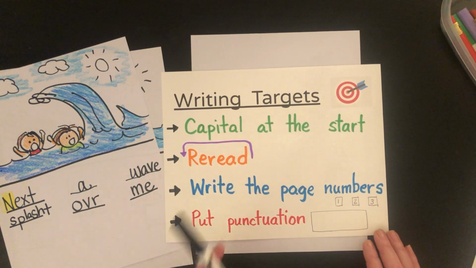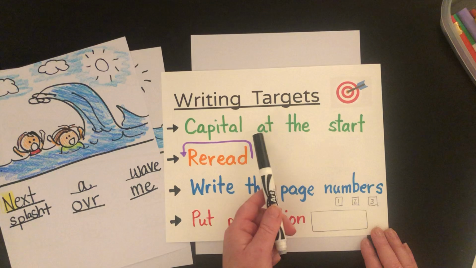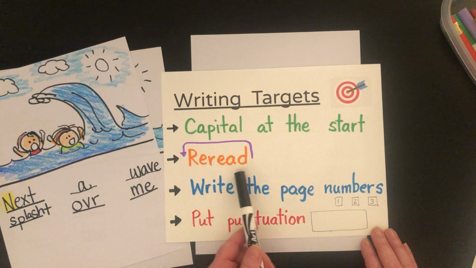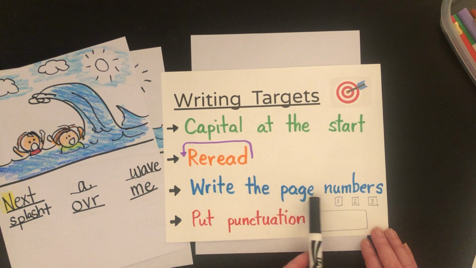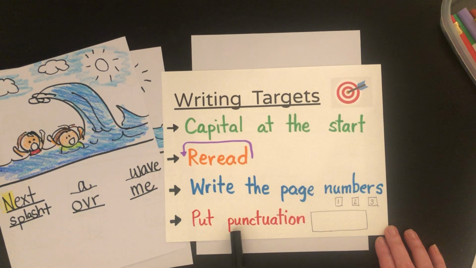Here they are. We talked about this one. That's one of our targets. Capital at the start. We've also talked about reread. That means go back and say the words again to see if they sound right. We've also talked about write the page numbers. But today we're going to talk about this writing target. Put punctuation. That's a really big word, punctuation.